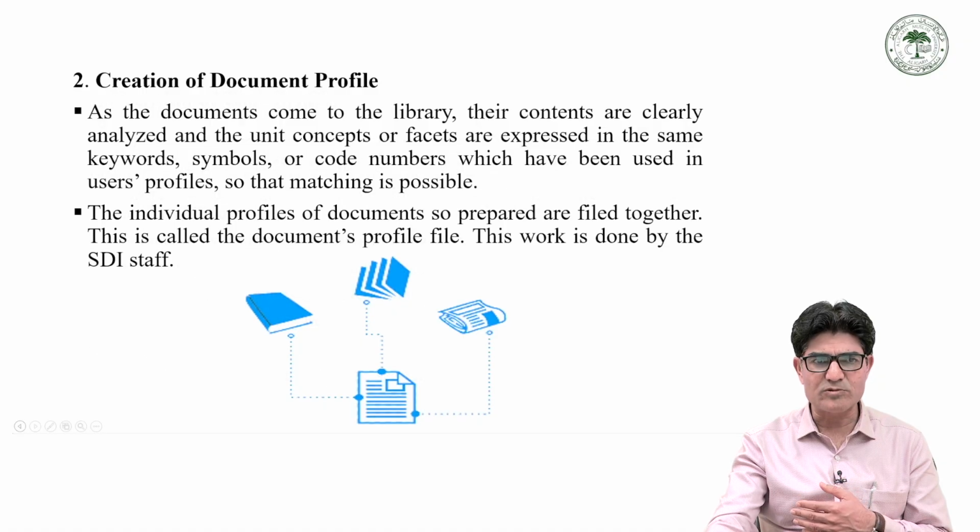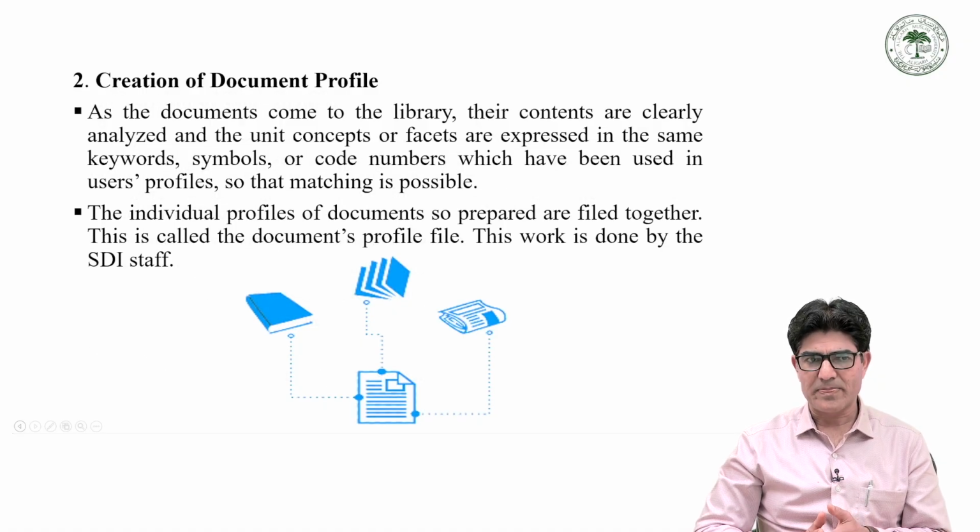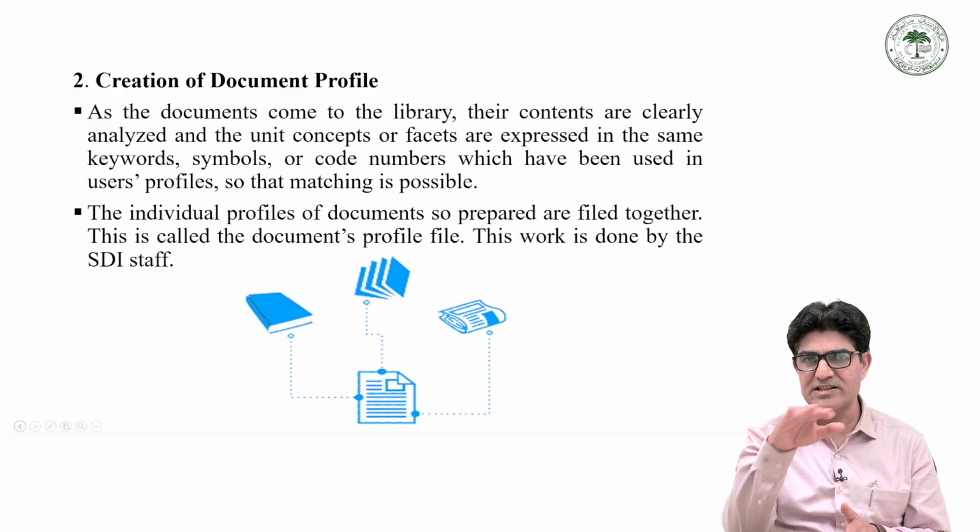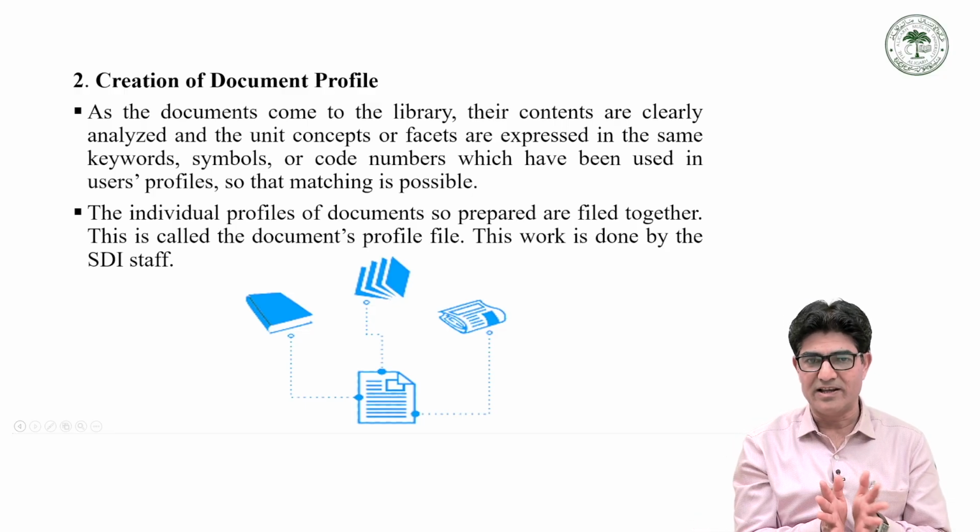The second step is to create the document profile. As the documents come to the library, their contents are carefully analyzed and the unit concepts or facets are expressed in the same keywords, symbols or code numbers which have been used in the user's profile, so that matching is possible. So this is basically the traditional aspect of creating a document profile.